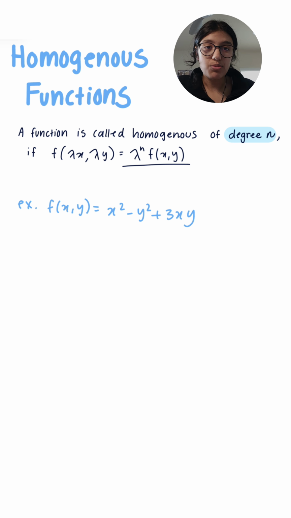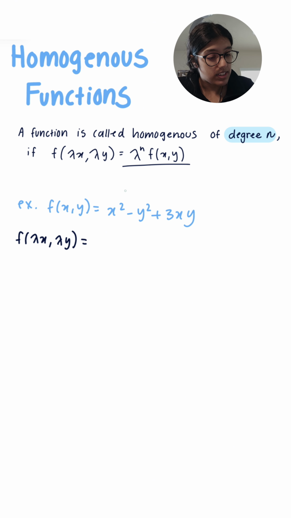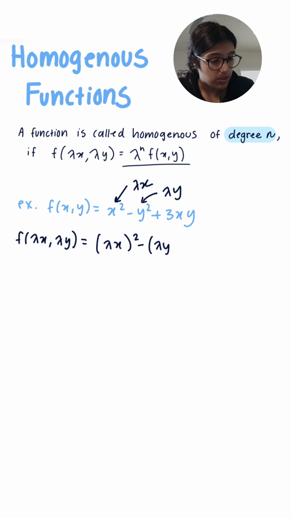So I'm going to rewrite this function as the left-hand side, so I'm going to add those lambdas. And lambda in this case is just a constant. So I'm going to have f of lambda x comma lambda y. Every single time I see an x, I'm going to replace that with lambda x, and every time I see a y, I'm going to replace it with lambda y. So I'm going to have lambda x squared minus lambda y squared plus 3 lambda x lambda y.